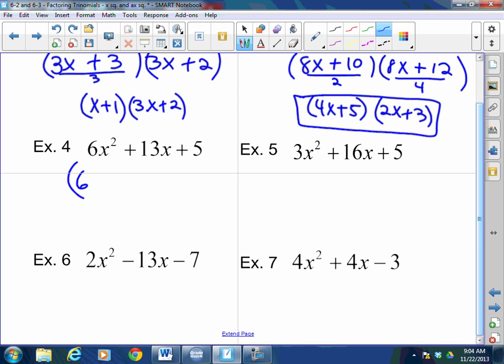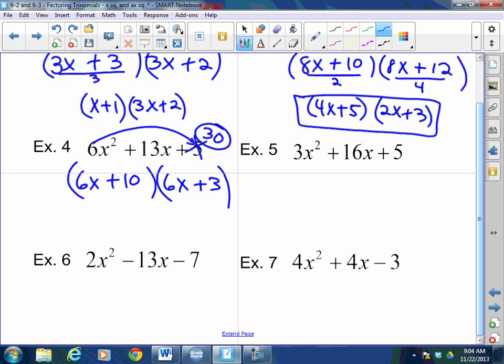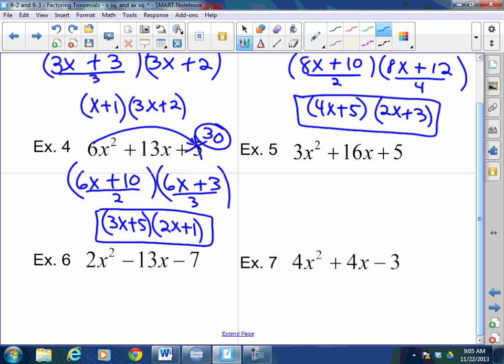I can't take out any GCF, so I got a 6x, and I got a 6x. Multiply 6 times 5, my A times C, to find a new C of 30. What times what is 30, but when added together is 13? Plus 10, plus 3. You guys are awesome. Imaginary factor of 2. Imaginary factor of 3. And that's it. Remember, sometimes you can imaginary factor both of them. Sometimes you can only imaginary factor one of them. But you will always at least imaginary factor one of them.